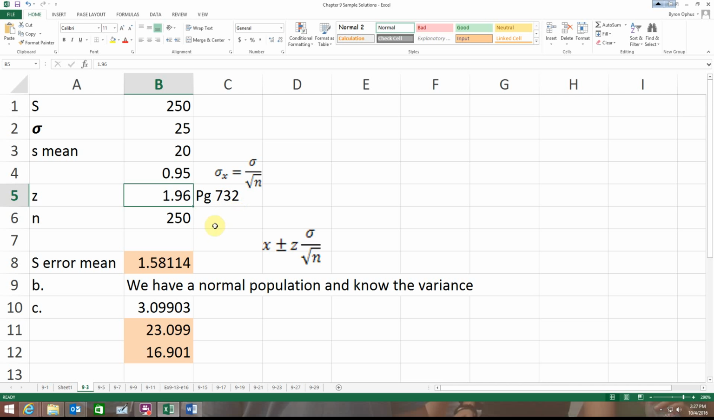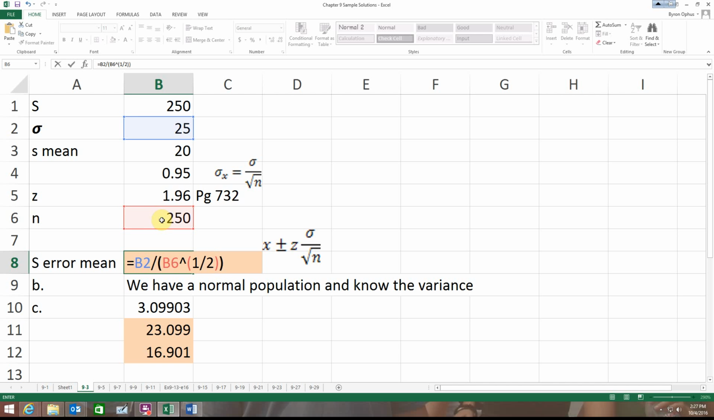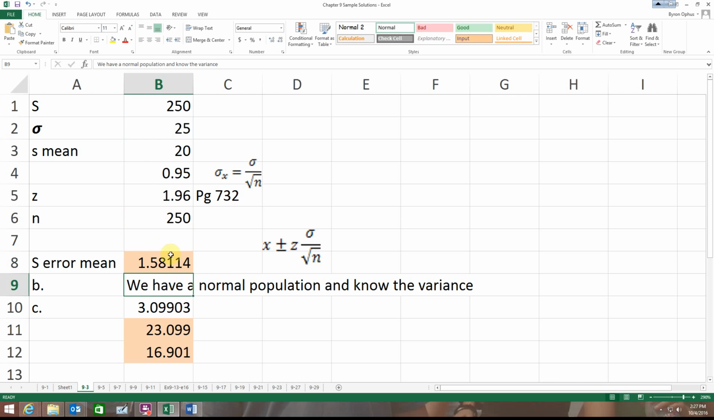I don't know that you guys are asked to do this on any of these, but it's good practice anyhow. So again, here I just have the standard deviation, which is given to us, divided by the square root of 250 in this case. So I need this 250 to the 1/2. That should be right. So there I have it.